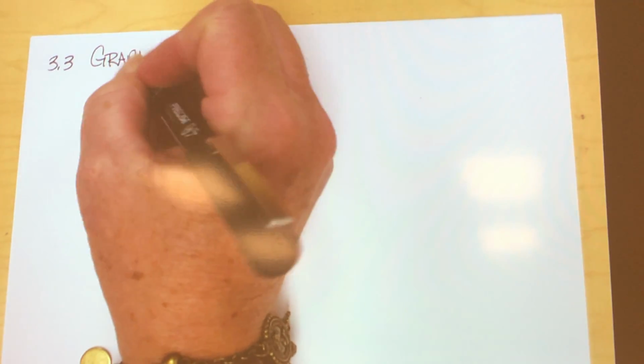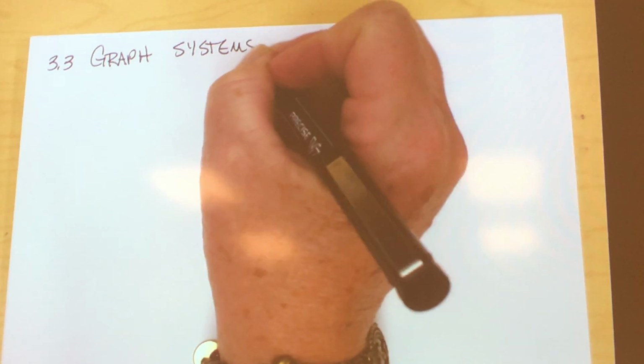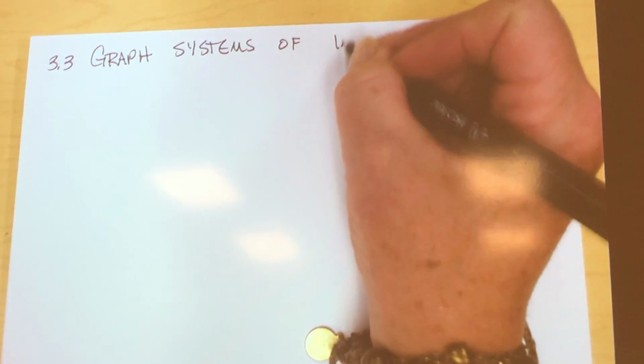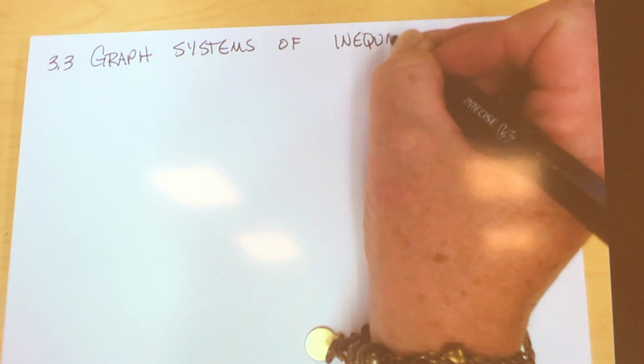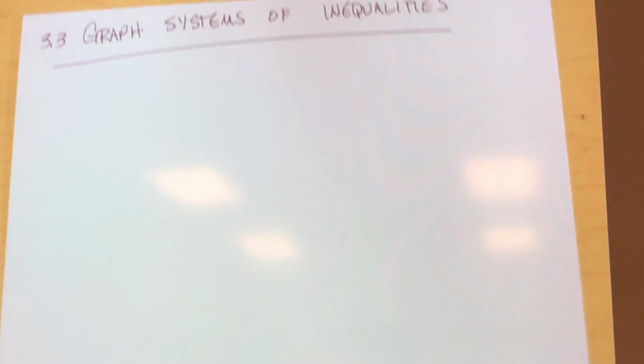Okay, so 3.3. Graph systems of inequalities. Okay, graph systems of inequalities.